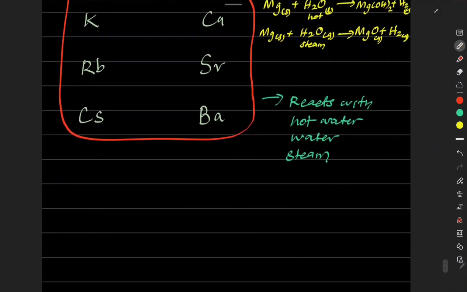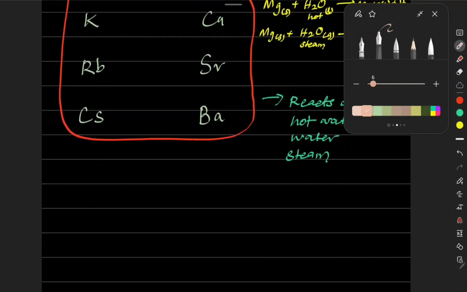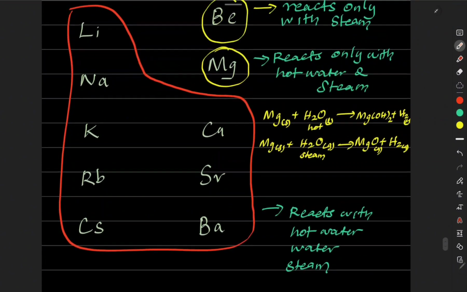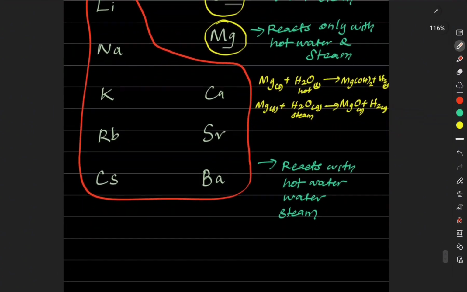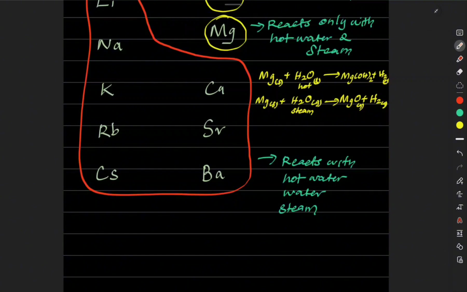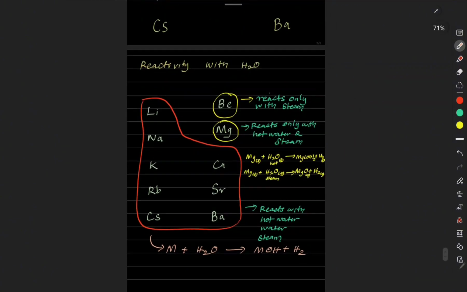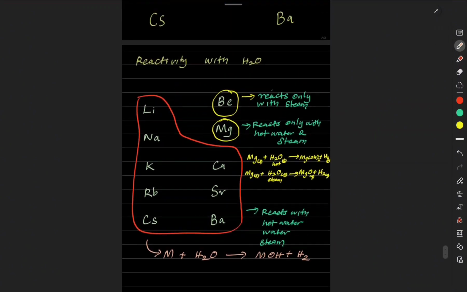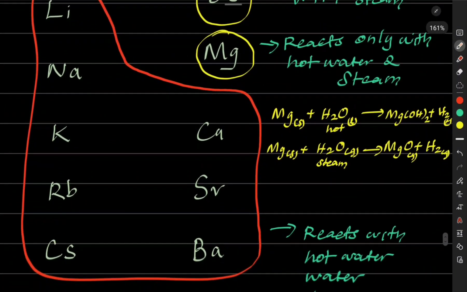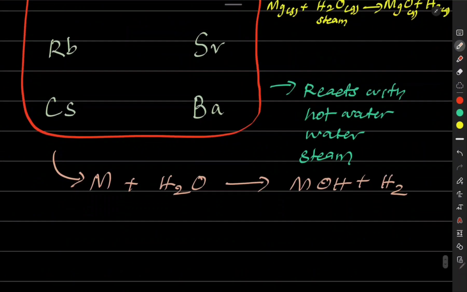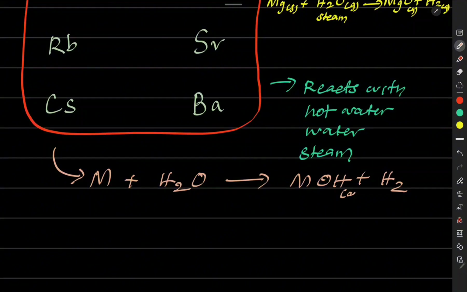And now we'll check these reactions with steam and water for the red box: group 1 elements and calcium, strontium, and barium. I'll mark the metal as M. Metal plus H2O forms metal hydroxide plus H2. This is the summary for the water reaction. The metal is solid, the water is liquid, and the hydroxide is aqueous.